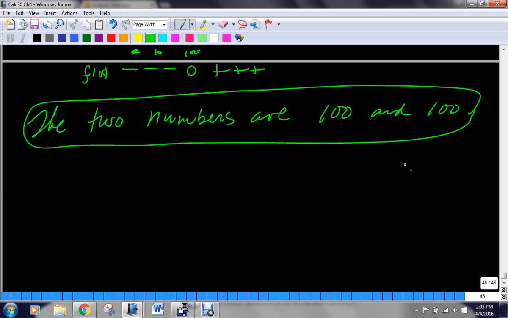All right, let's do example 2. Example 2 says we have 2,700 meters squared of material, and you're able to make a box that has a square base and an open top. Here we go. Let's draw a diagram.